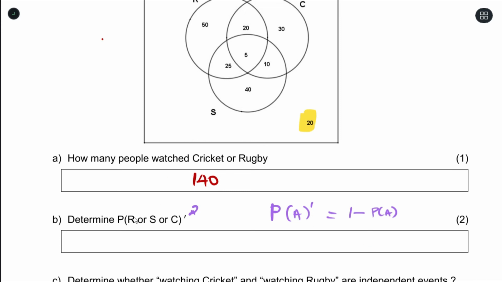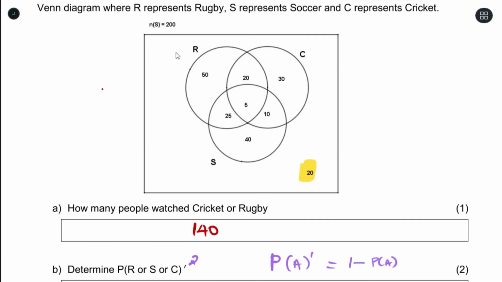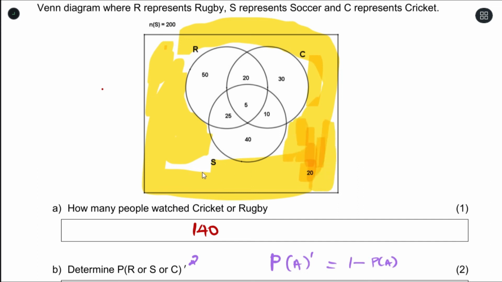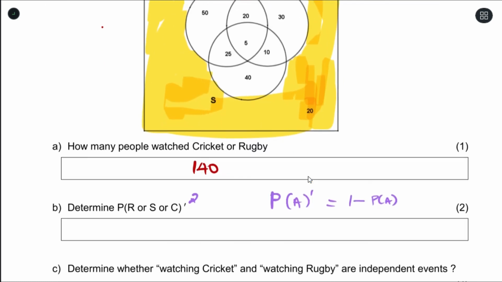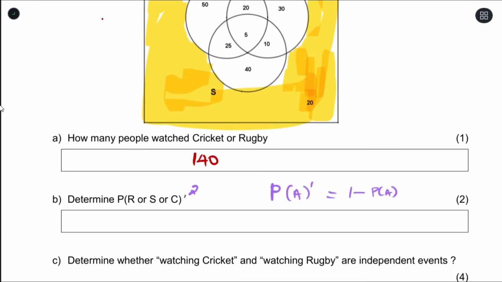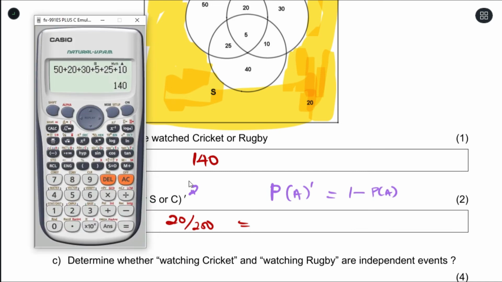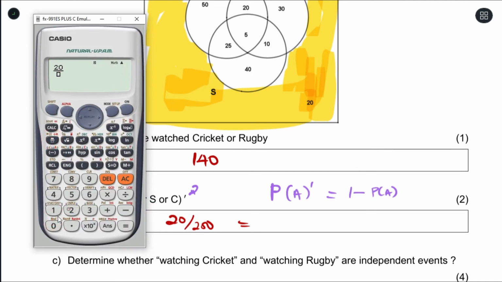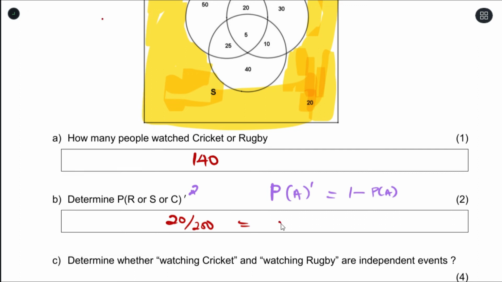Okay, so to get this one here, we're looking at what is not in R or S or C. So it is outside those circles. Is me actually shading this part, everything outside those circles, right? So as you can see, this is kind of like a rough sketch, bear with me. You can see that the part I'm actually shading, the only value there is this 20 that you have here. So since the total people we're working with was 200, they said a group of 200 people, we understand the probability of this will just be 20 over 200, which is 1 over 10. We could also make it 0,1.